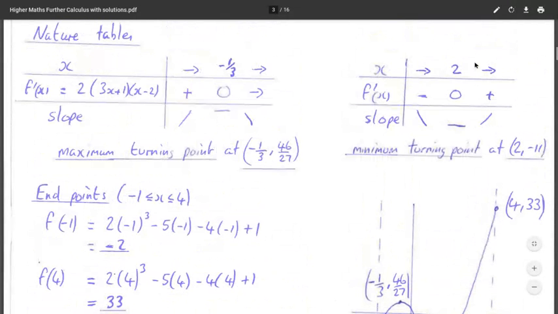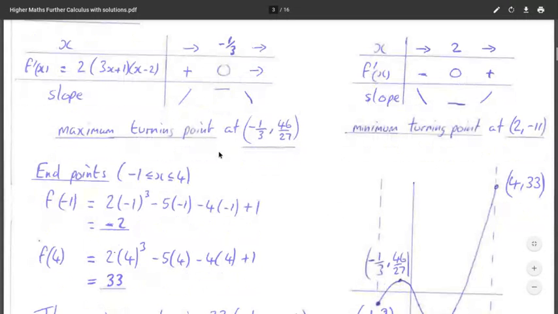Sometimes these points are quite close together, so be aware that you've got to pick a number before the second turning point. So I'm just going to pick 0 here. It'll be 2 times a positive times a negative, which gives a negative gradient. On this nature table, again, I could pick 0 here, which will give a negative again. And when I substitute 2 into the second bracket, we get 0, and then for a number greater than 2, let's just pick 3. So it'll be 2 times a positive times a positive. So positive gradient, so the curve's increasing after 2. So we've got a maximum and a minimum.